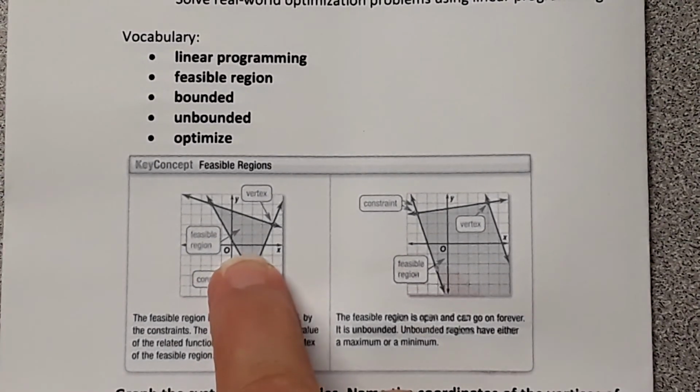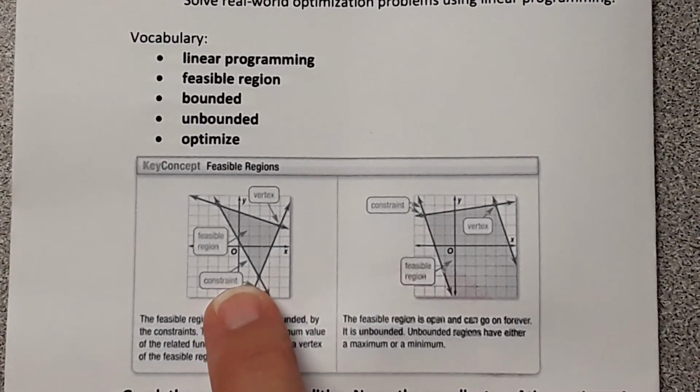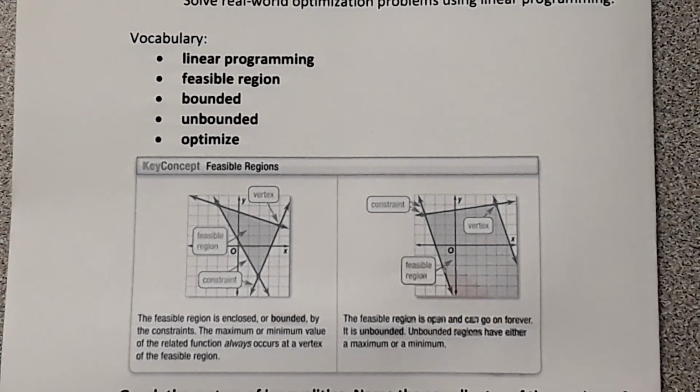Okay, so here, the feasible region forms a triangle. Last week on Thursday and Friday, that's what we did. We did inequalities, and then we got a feasible region, and we got the vertices. What we're going to do now is take those vertices and find the maximum and the minimum point. Now, if it's bounded, it's going to have a maximum and minimum. If it is unbounded, then it's either going to have a maximum or a minimum, but it won't have both. So again, bounded will have a maximum and minimum, and unbounded will have either a max or a min.